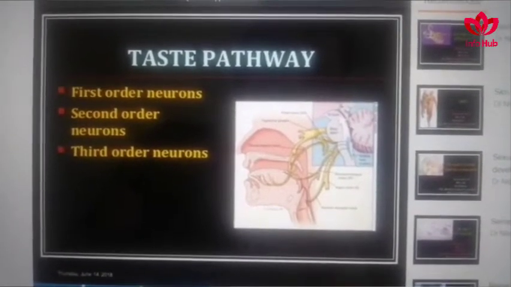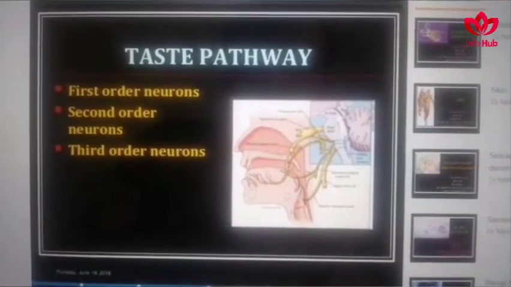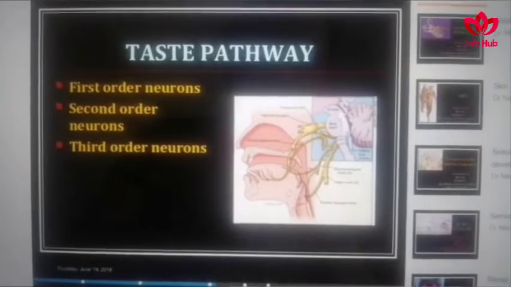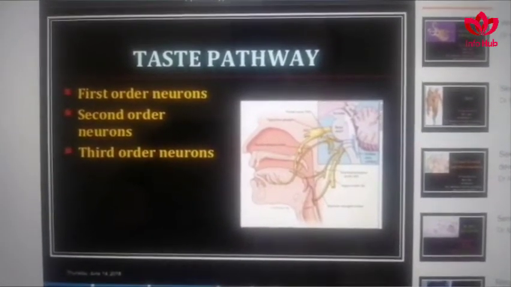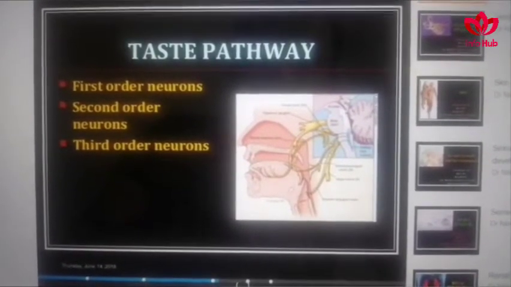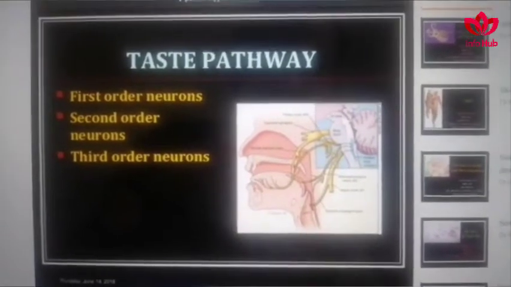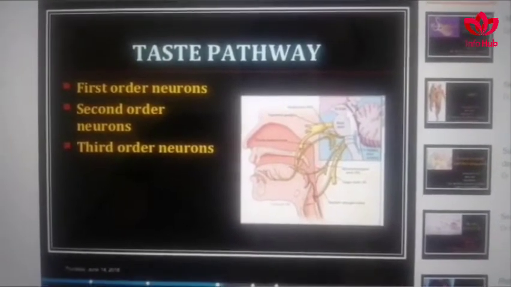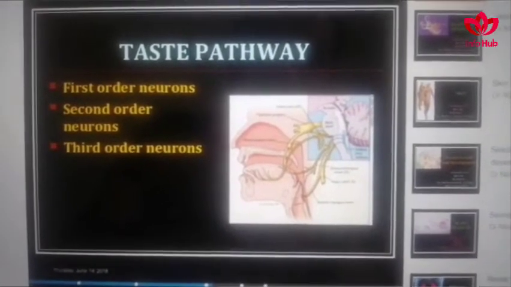Mostly from the anterior two-thirds, it's facial, which is the 7th cranial nerve. From the posterior one-third, it's glossopharyngeal, which is the 9th cranial nerve. And from the epiglottis and wall of the pharynx, it's the 10th cranial nerve which is carrying the taste sensation. So in the taste pathway, we have first order neurons, second order neurons, and third order neurons. We'll discuss it as we go along.